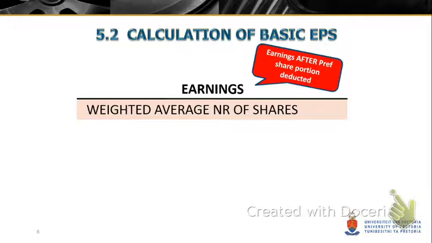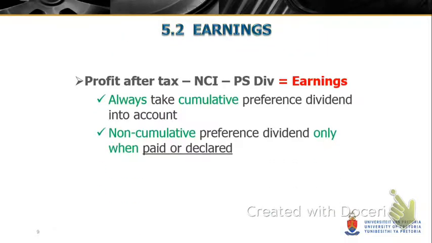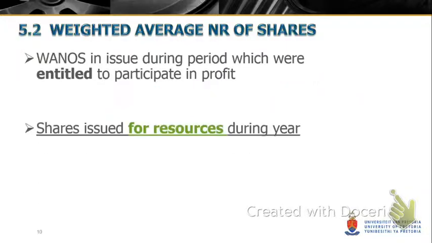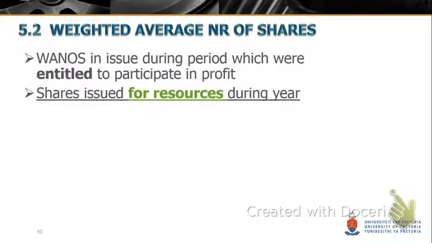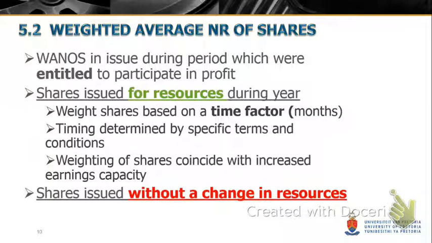Now, Mrs. Pollock did the previous recording with you on earnings, and this is the basis of earnings per share. You must know how the earnings is calculated, what earnings we are using, as you can see there, earnings after we have deducted the preference share portion. And then, of course, the other one, the weighted average number of shares. Further, she went into detail with the earnings, how earnings is calculated. She also went into detail of weighted average number of shares, the WANOS. You can again refer back to that video if you haven't done that so yet.